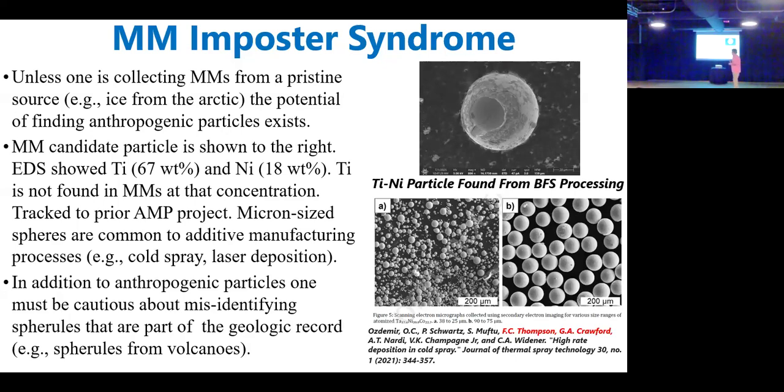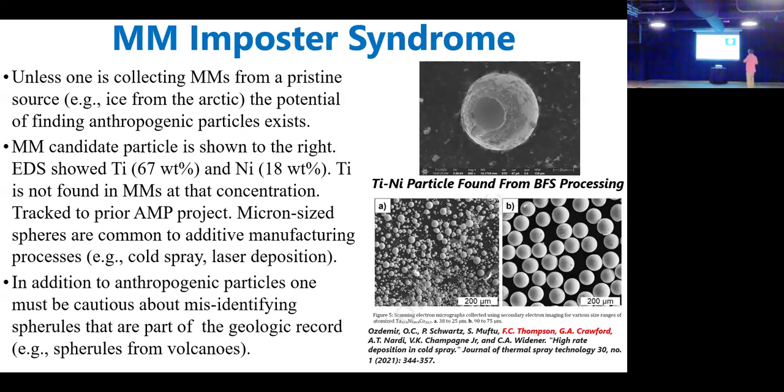But there's some voices of reason in the building, Ed Duke being one of them, because he gets a lot of people saying, I found a meteorite, and they didn't. So, here's some imposters that we found. This is a titanium nickel particle that was found during our processing. And we were getting very excited about this, and Ed saying titanium isn't part of micrometeorites. This is not a micrometeorite.